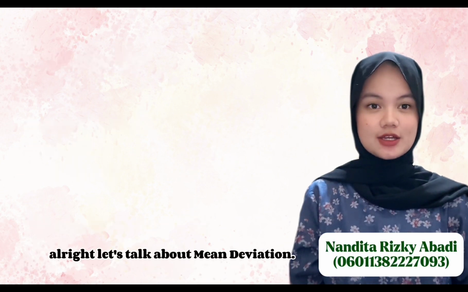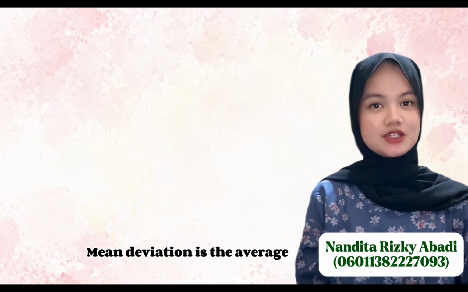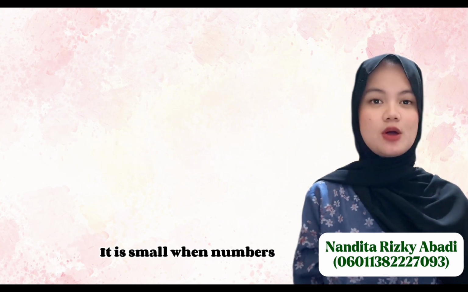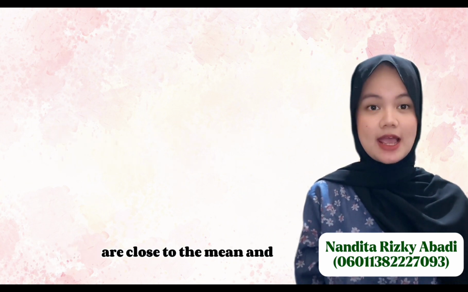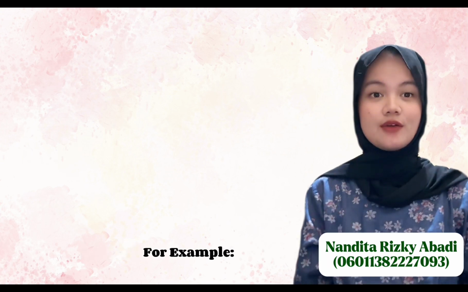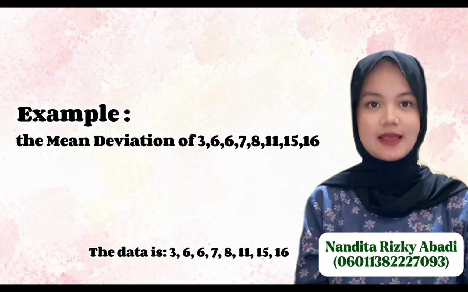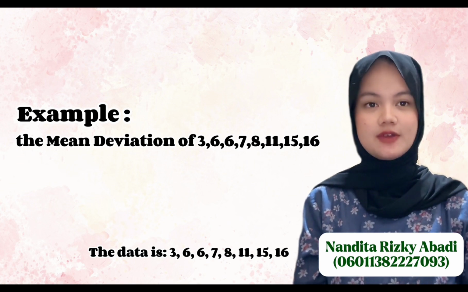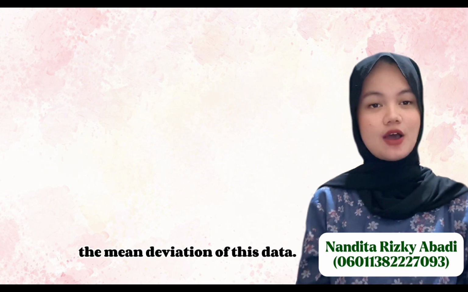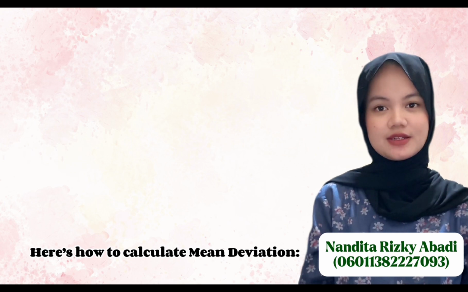Alright, let's talk about mean deviation. What is it? Mean deviation is the average distance of numbers from the mean. It is small when numbers are close to the mean and large when they are spread out. For example, the data is 3, 6, 6, 7, 8, 11, 15, 16, and we have to find the mean deviation of this data. Here's how to calculate mean deviation.